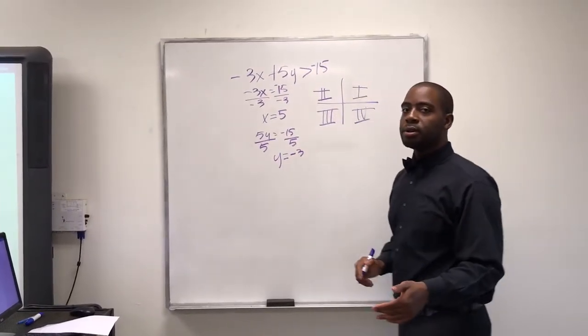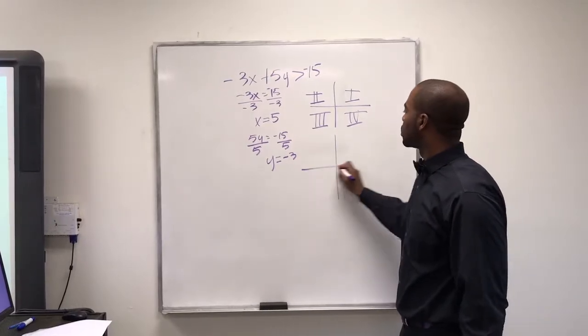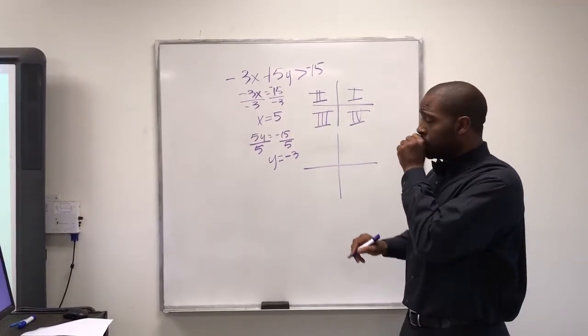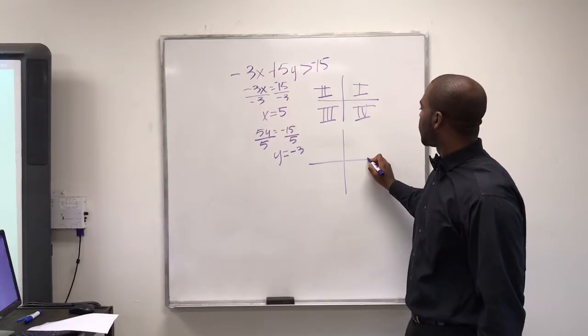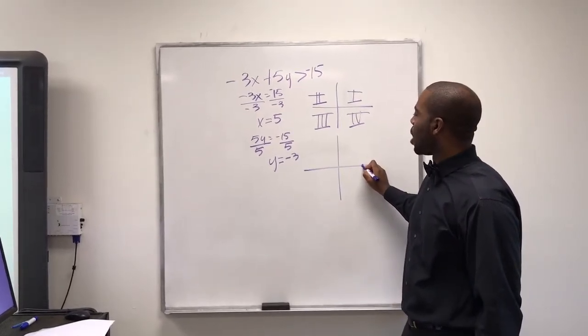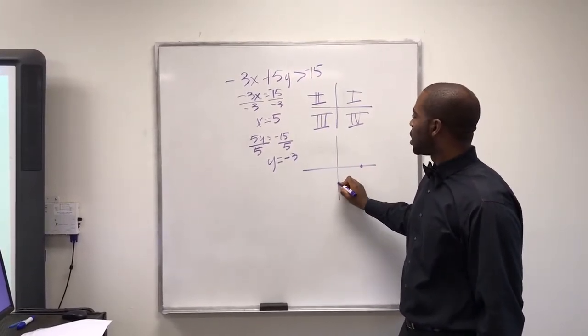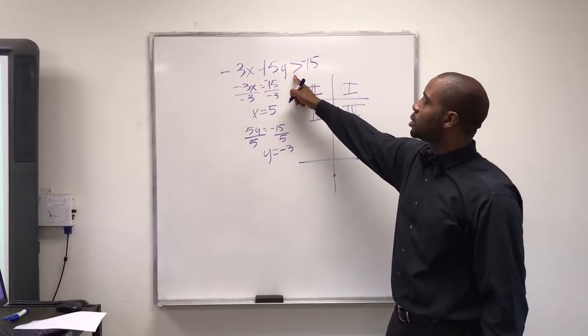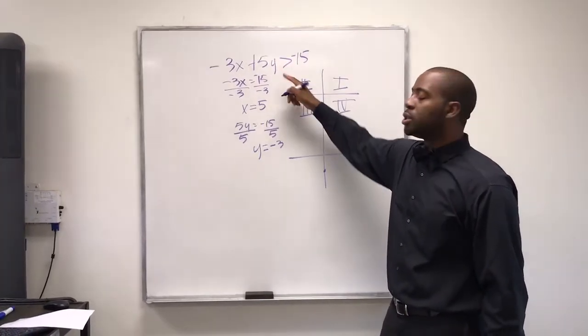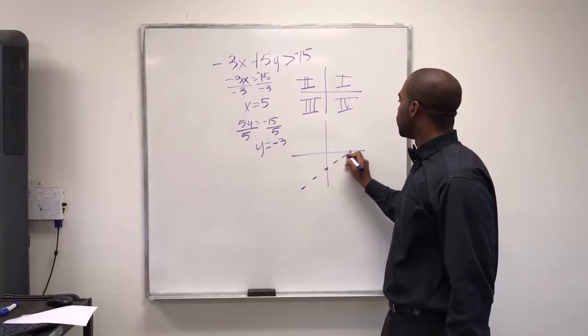So what you need to do next is sketch it. You don't necessarily have to use graph paper, just sketch it. Since our x-intercept is 5, I'm going to plot that here. Our y-intercept is negative 3, I'm going to plot that here. Our inequality symbol is not underlined, so that means we need to draw a dotted line through our points.